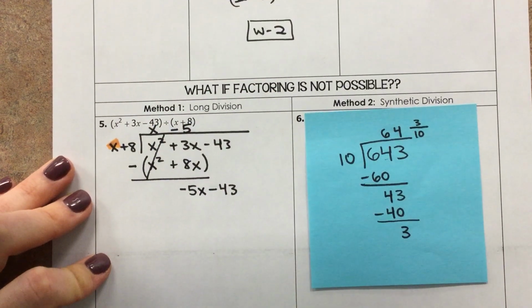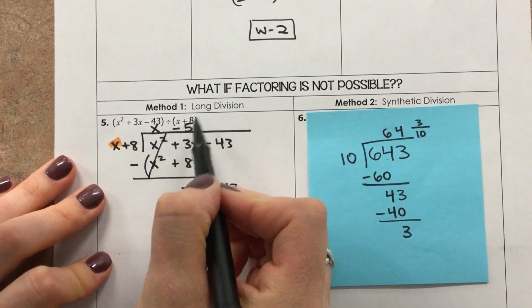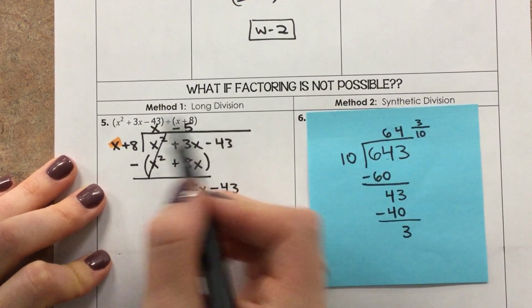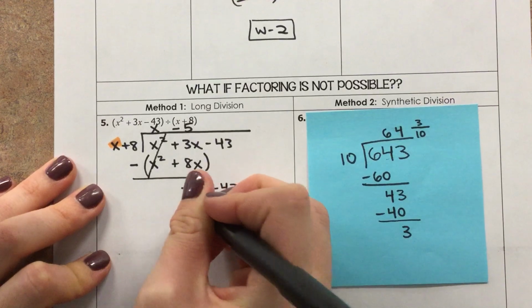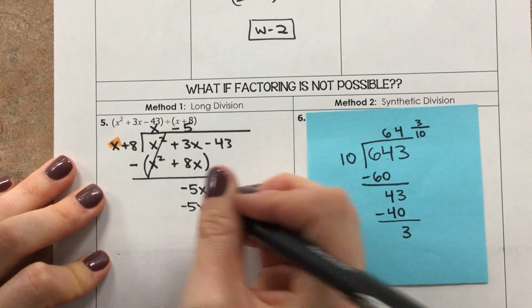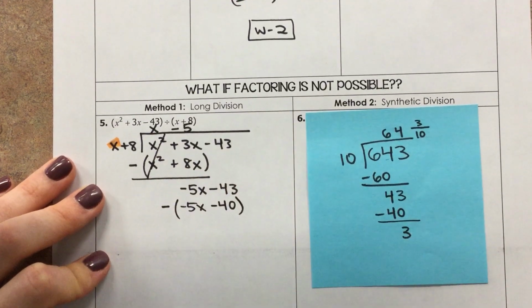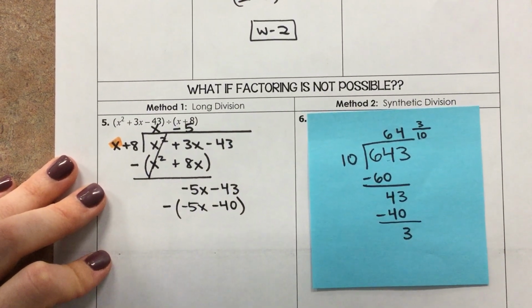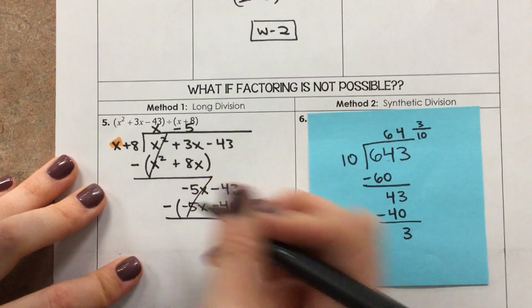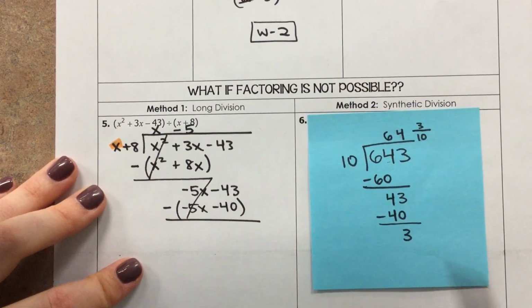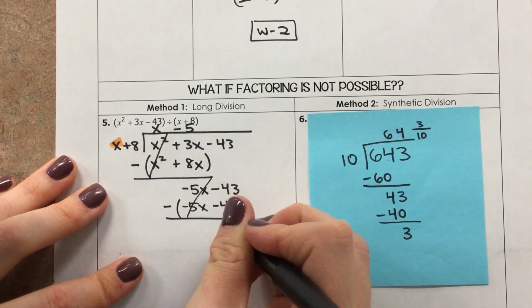Sorry, I did not space that appropriately. And then you take this, multiply it over here, and subtract it. So negative 5 times x, and then negative 5 times 8. And you subtract that, which means we need parentheses so that we're going to be super careful with our signs. Line this up. These will cancel. And then we have negative 43 minus a negative, so plus 40. So my remainder is a negative 3.